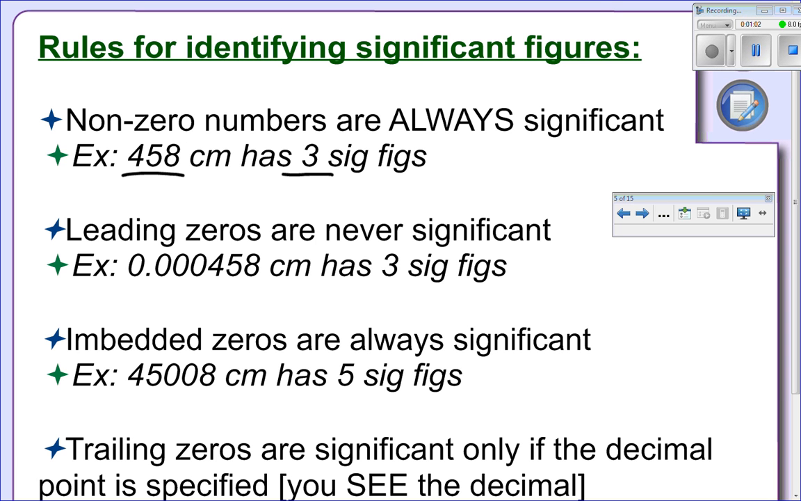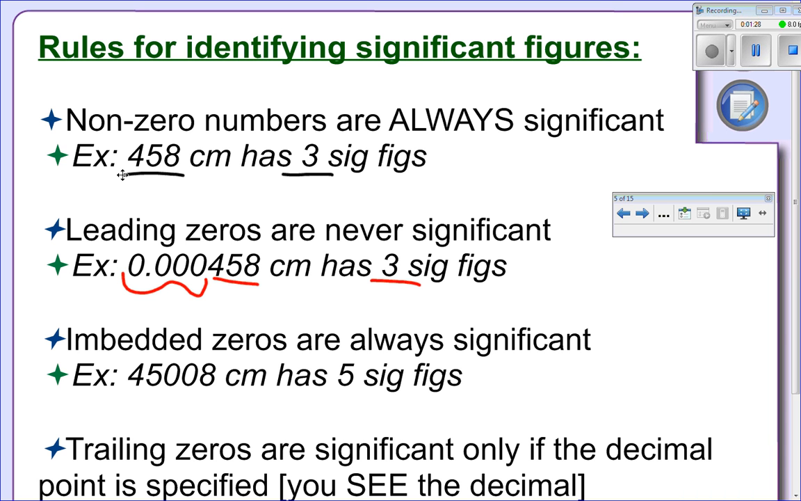So when we look at the second rule, it says leading zeros are never significant. Leading zeros are all the numbers that are in front until you hit an actual number. These are really just holding a place. If we took them away, the value of the number would change, but they're not measured. They're just placeholders. So because of that, this 458 is what's significant.